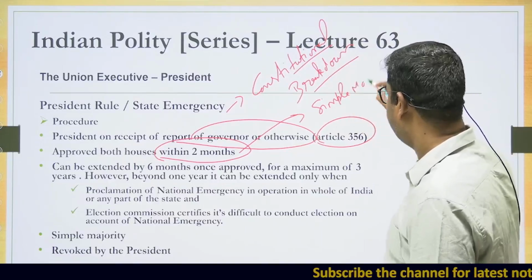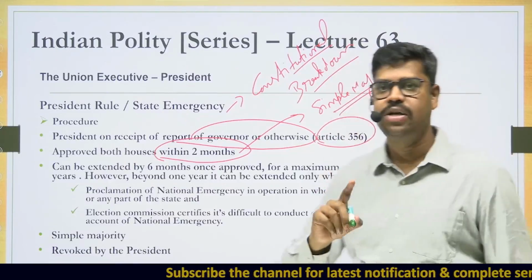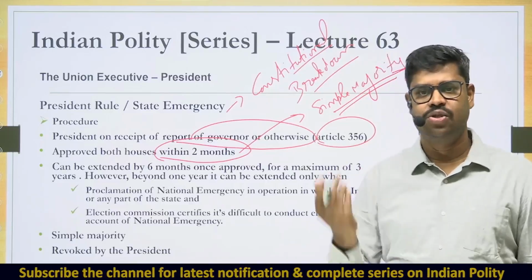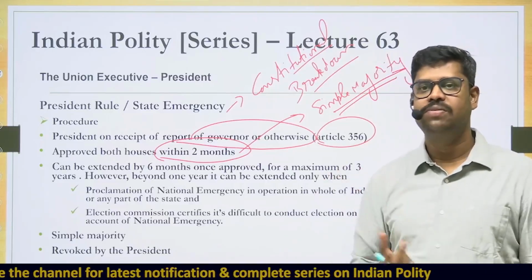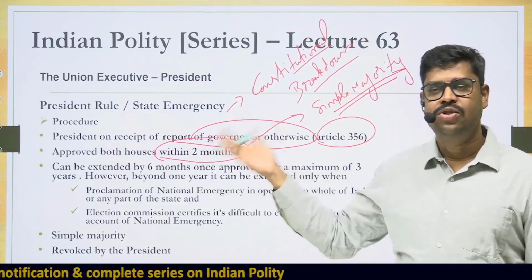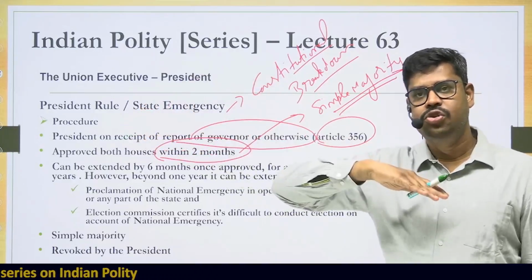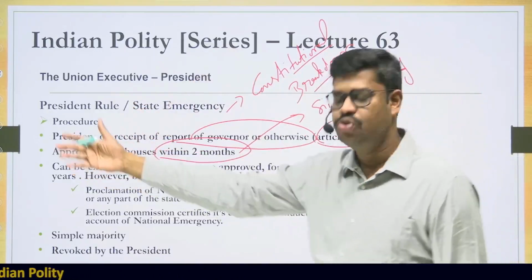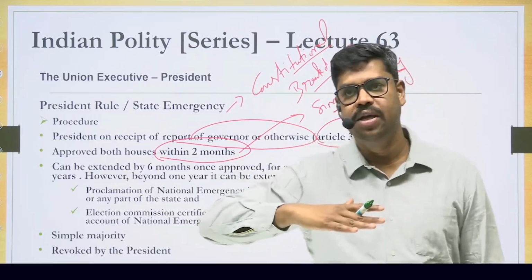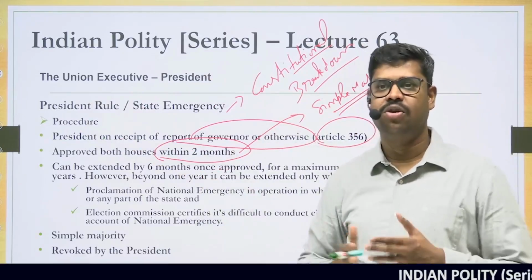I hope you have an understanding of what a simple majority is. For the proper understanding of majorities, I have already made a separate lecture. You can watch those lectures, and you will understand what these majorities are and how they are calculated. Now once it is approved by a simple majority, how long can the president rule extend? Because the constitution does not allow the president rule to extend indefinitely. There is a limit to how many years the president rule can be imposed or extended in a particular state, and it is fixed in the constitution.